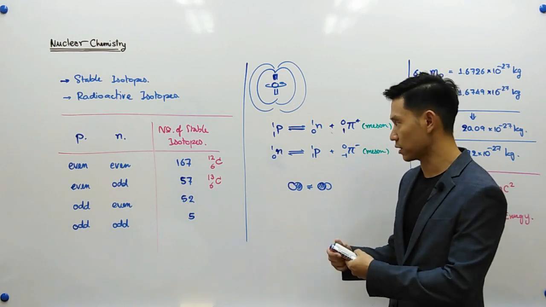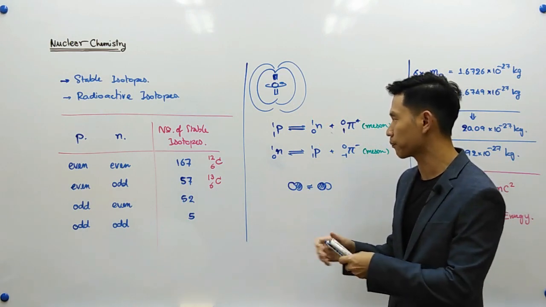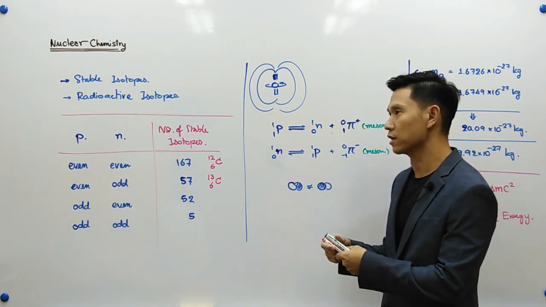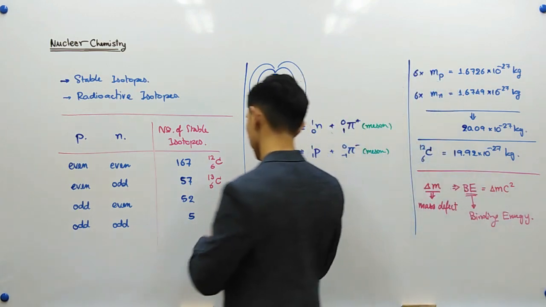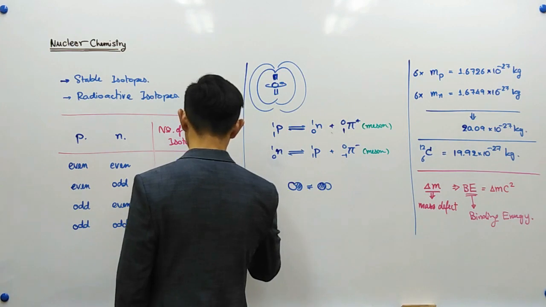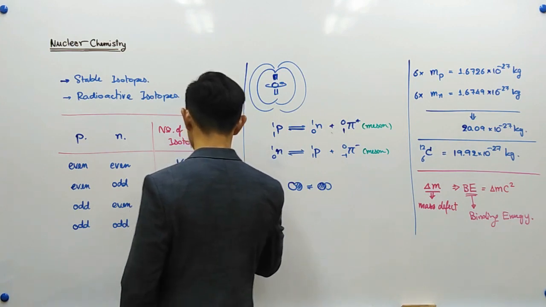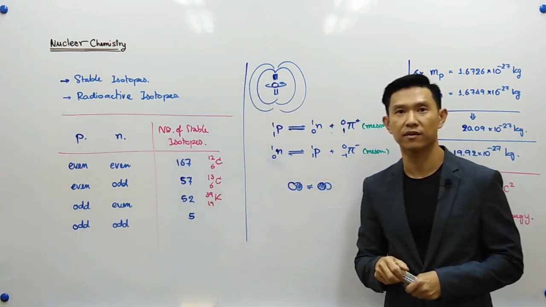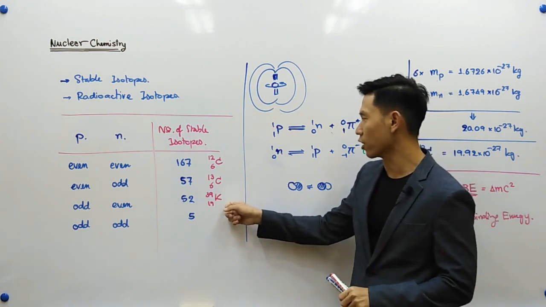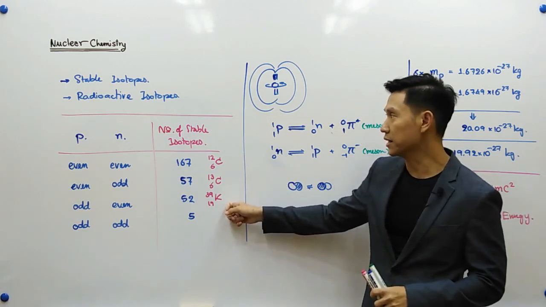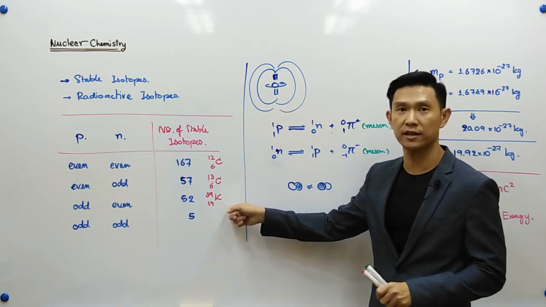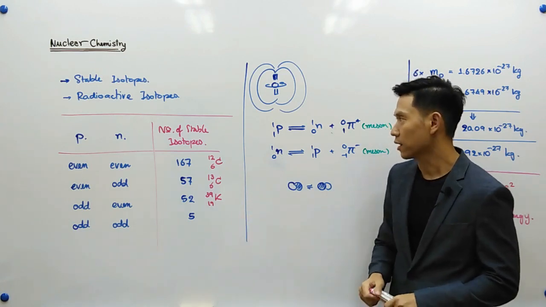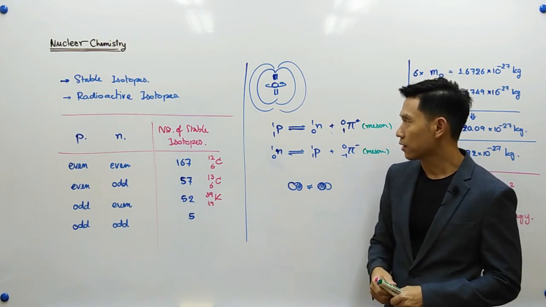What else? Let's think about potassium. Okay, potassium has atomic number 19 and mass number 39. As you can see, we have an odd number of protons, 19, but an even number of neutrons, 20. And this is the major isotope found in nature, the most abundant isotope, and a very stable isotope as well.